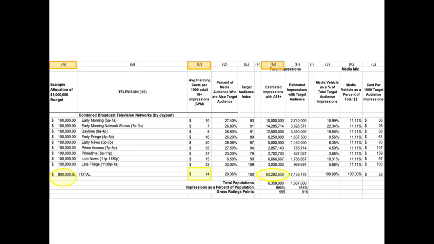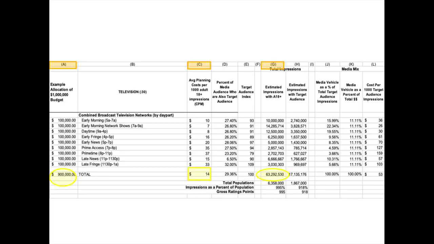Now that you understand impressions and CPMs, take a look at an example media planning worksheet. Note the target audience selected and mediums used are just for example purposes. These concepts should help you answer the question, how much does it cost? And how many impressions are you creating?